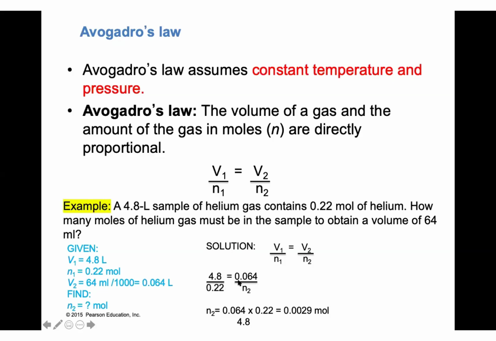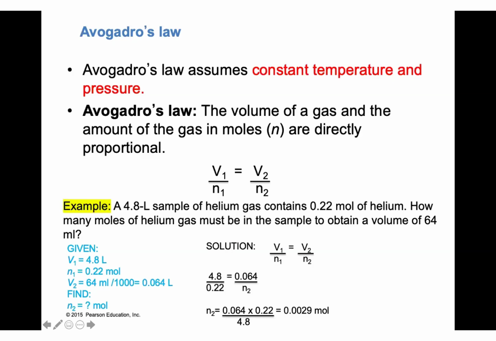And again, if you remember, I said to use the cross rule in this kind of equation. So the known numbers, which are on the arrow that I show, are divided by the unknown side number. The 4.8 is multiplied by N2. So I will multiply 0.064 by 0.22 and then divide by 4.8. This is going to be 2 sig figs.